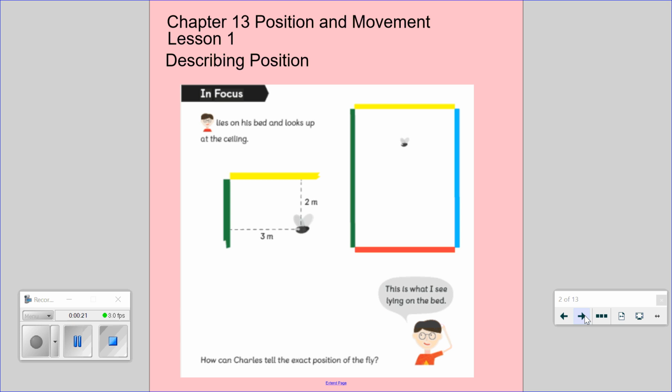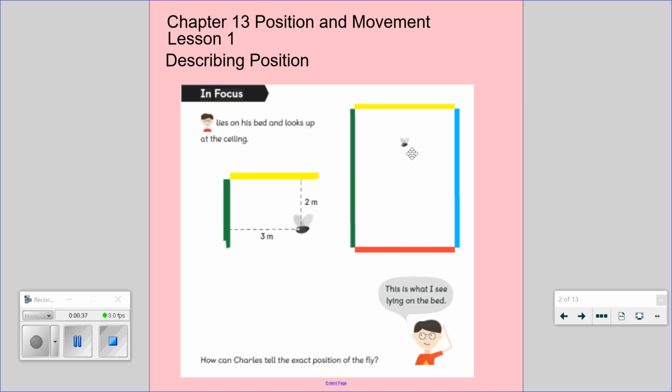So here's our in focus, and here we have Charles. He lies on his bed and looks up at the ceiling, and he can see a fly. How can he tell the exact position of the fly? What strategies could he use?